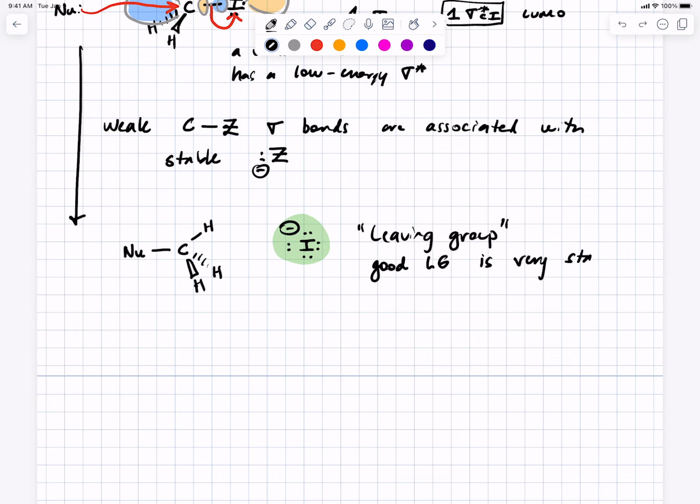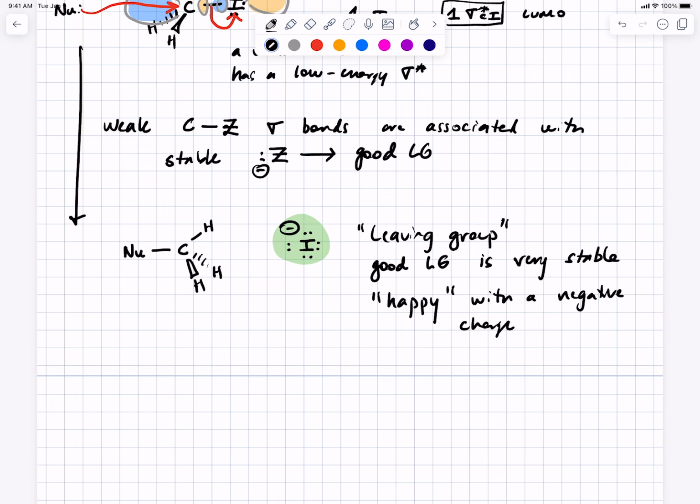Struggling with the penmanship here. Good leaving group is very stable. I don't really believe in anthropomorphizing molecules, but we'll say happy with a negative charge. So weak sigma bonds are bonds between carbon and a good leaving group. All right, that's how you're going to recognize low energy carbon whatever sigma stars. Okay. Well then, how do I know what's a good leaving group? That's why we're going to chapter 2.